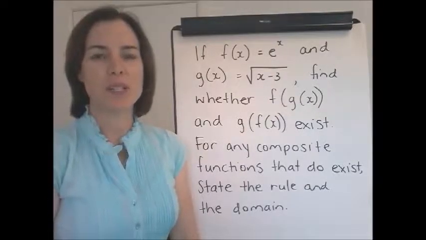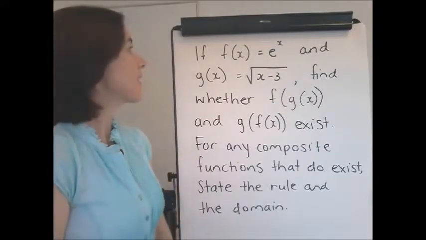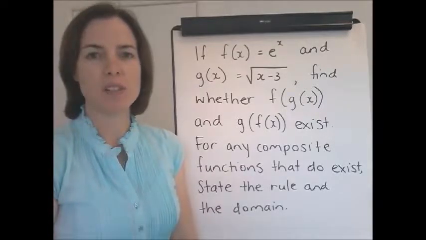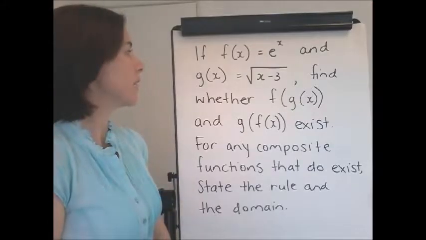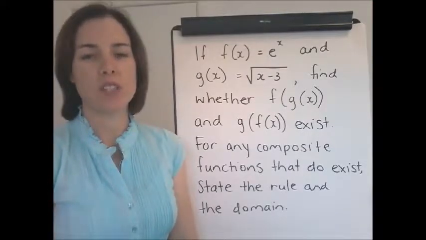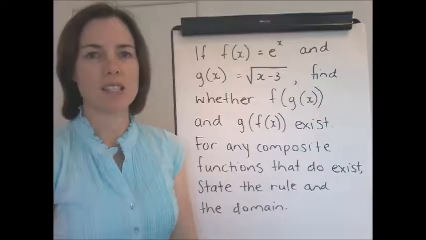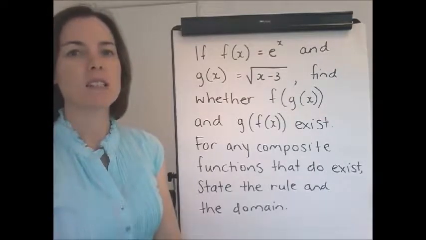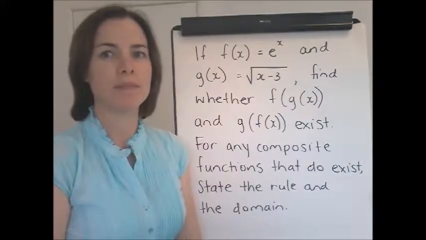For our first video question, the question is: if f of x equals e to the x and g of x equals square root x take 3, find whether f of g of x and g of f of x exist. For any composite functions that do exist, state the rule and the domain.